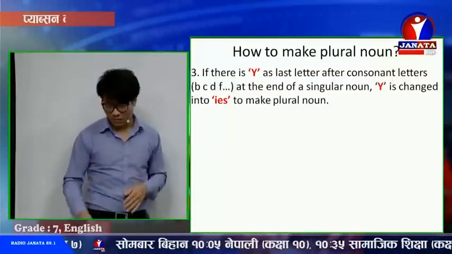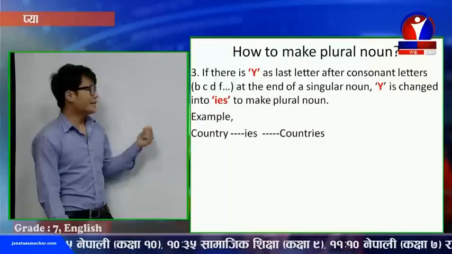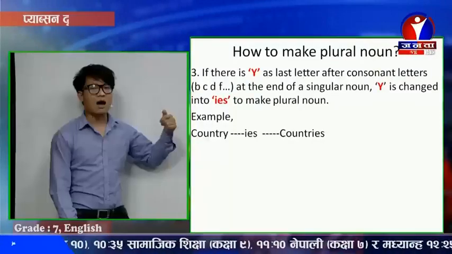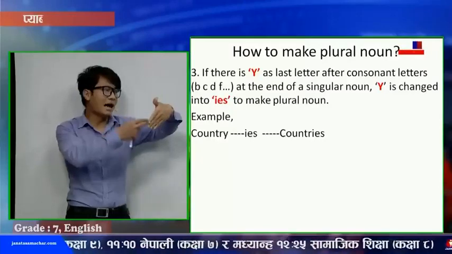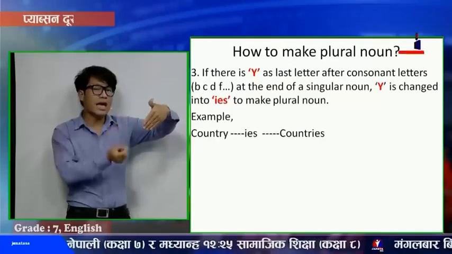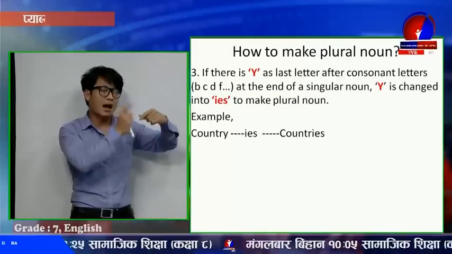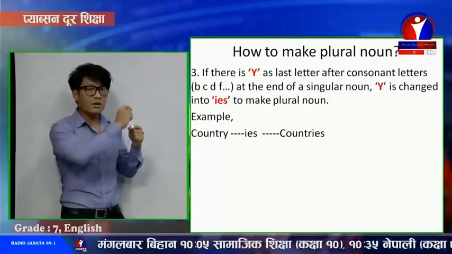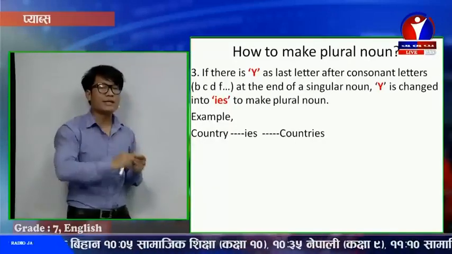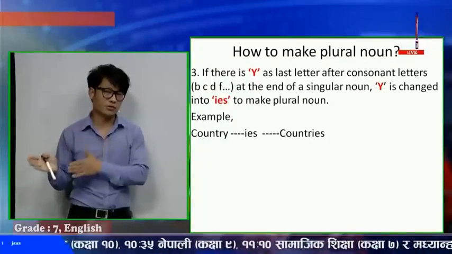So let's get more clarity with an example. You can see C-O-U-N-T-R-Y, country. Before Y there is R. So R is a consonant letter. And now we are going to change this Y letter into IES. Now country becomes countries.